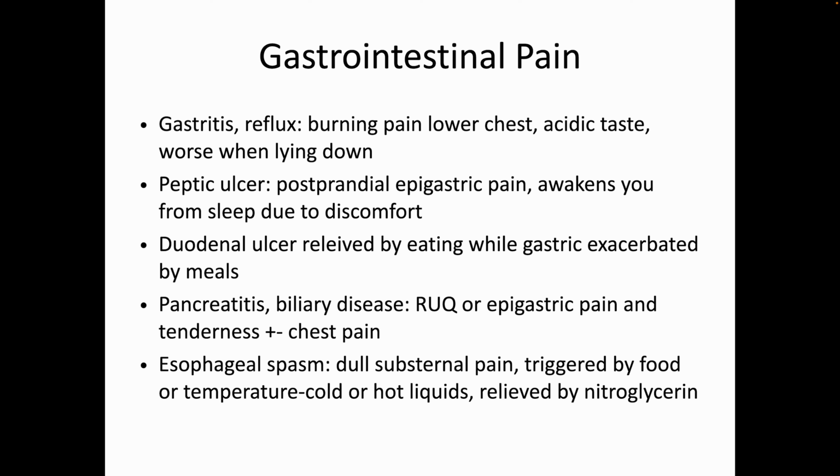Pancreatitis and biliary diseases can also be associated with chest pain, but they present with right upper quadrant pain for biliary diseases or epigastric pain for pancreatitis. Esophageal spasm, now this one's quite difficult to differentiate from an acute coronary syndrome because it's also relieved by nitroglycerin. However, it's triggered by hot or cold fluids and by certain foods. So those points in the history might make your suspicion for esophageal spasm higher.